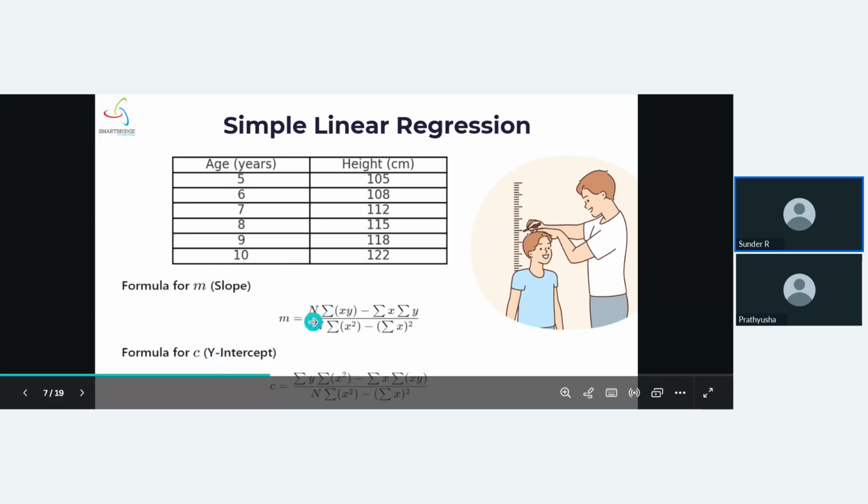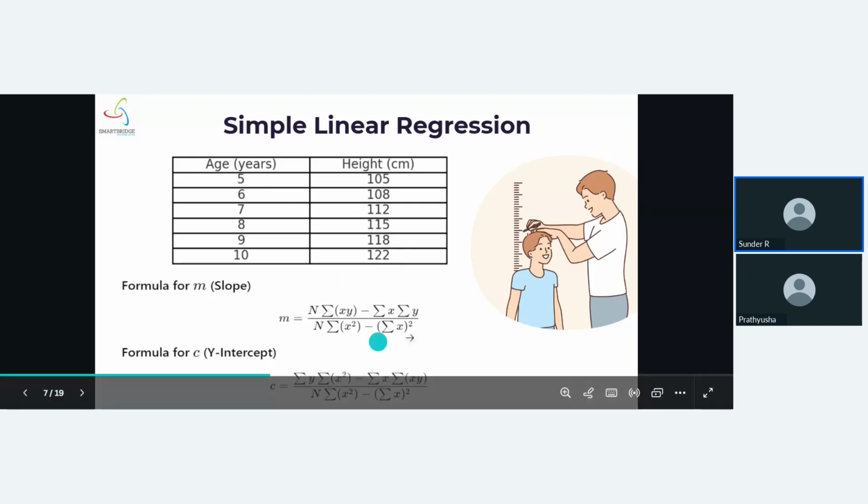We have this formula: m is equal to n into summation of x and y, minus summation x and then summation y. This is the slope formula. Okay. Similarly, we have a formula for the y-intercept as well. So you have to find these values, put them into this formula, and then get the value. Is it clear?